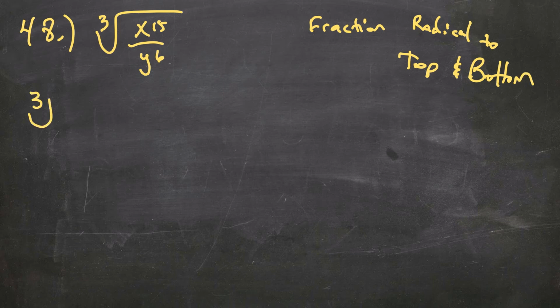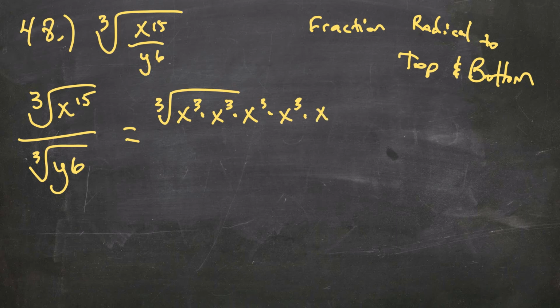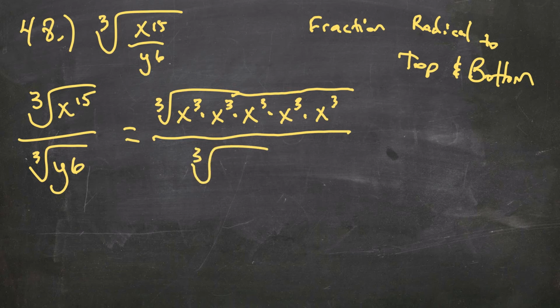So this is going to be the cube root of x to the 15th all over the cube root of y to the 6th. Now, I'm going to take that x to the 15th and I'm going to rewrite it. I'm going to say the cube root. That's 3 x's, 6 x's, 9 x's, 12 x's, 15 x's. Y to the 6, I'm going to rewrite as y cubed times y cubed.